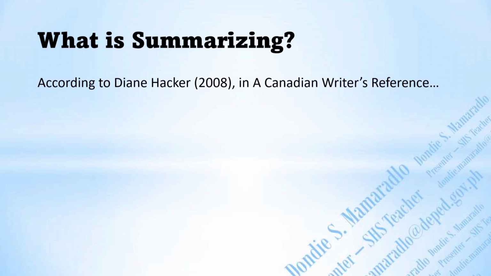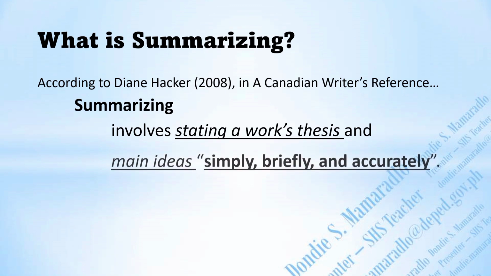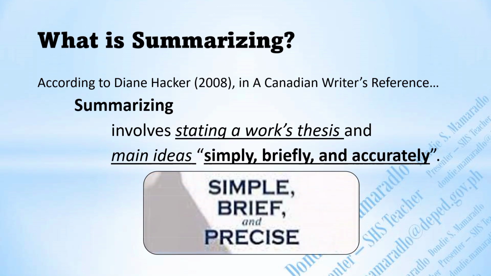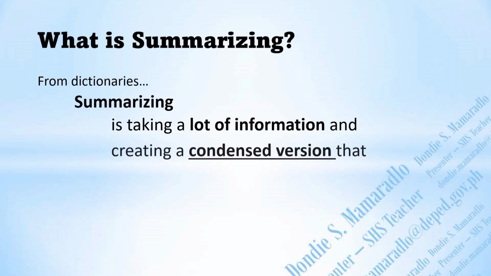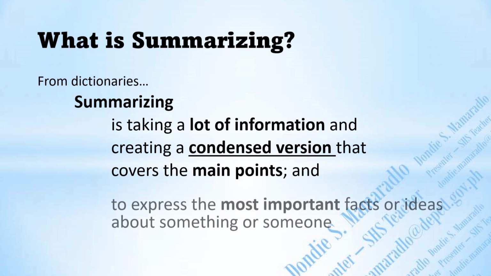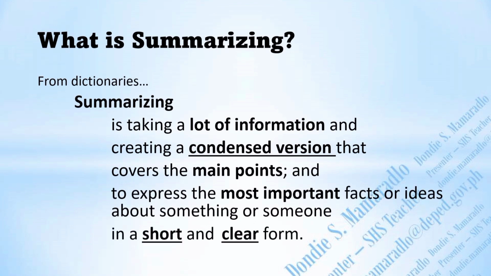According to Diane Hacker, in 2008, in A Canadian Writer's Reference, summarizing involves stating a work's thesis and main ideas simply, briefly, and accurately. And from dictionaries, it is defined as taking a lot of information and creating a condensed version that covers the main points, and to express the most important facts or ideas about something or someone in a short and clear form.